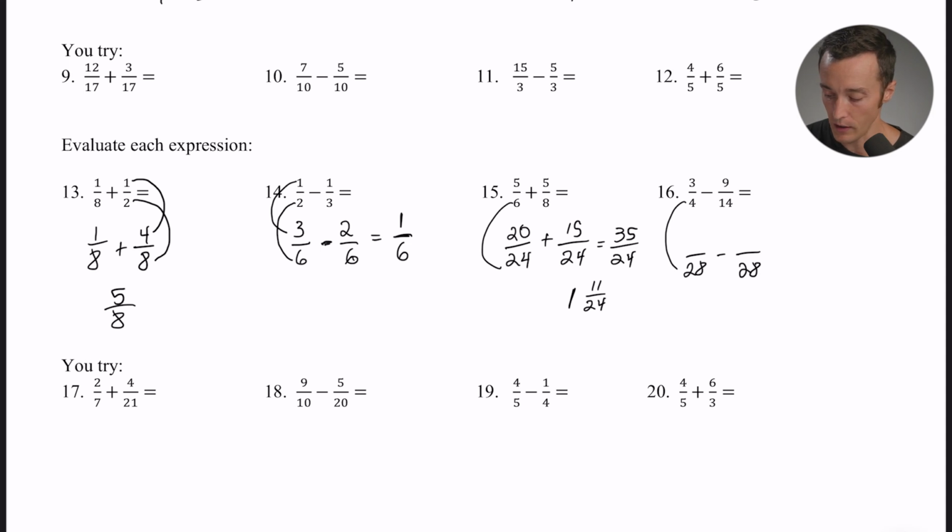So 3 times 7 is going to give me 21. How about on the other one? 14, how did I go from a 14 to 28? I multiplied it by 2. So if I do 9 times 2, I'm going to get 18. Okay, and then all you have to do is subtract. And so we're going to get 21 minus 18 is 3/28. Okay, all right, so I'm going to let you try number 17 through 20.